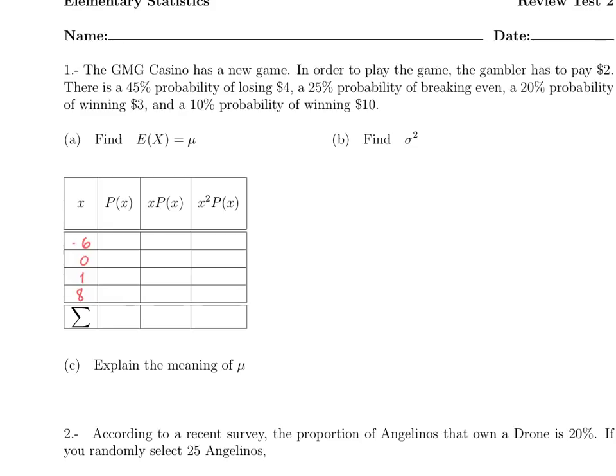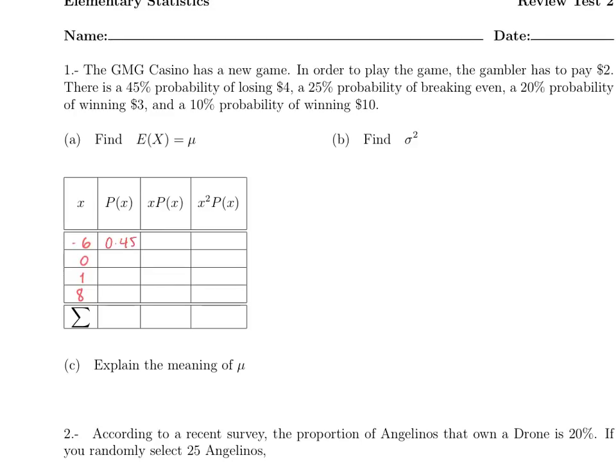The first thing we have to figure out are the possible values for x. So how do we get minus 6, 0, 1, and 8? There is a 45% chance you're going to lose $4. Since you had to pay $2 to play, that means you actually lose $6. There's a 25% chance of breaking even, which means you made $2, but since you had to pay $2 to play, that's how you get 0. And so on. Like, there's a 10% chance of winning $10, you actually only win $8, because you had to pay $2 to play.